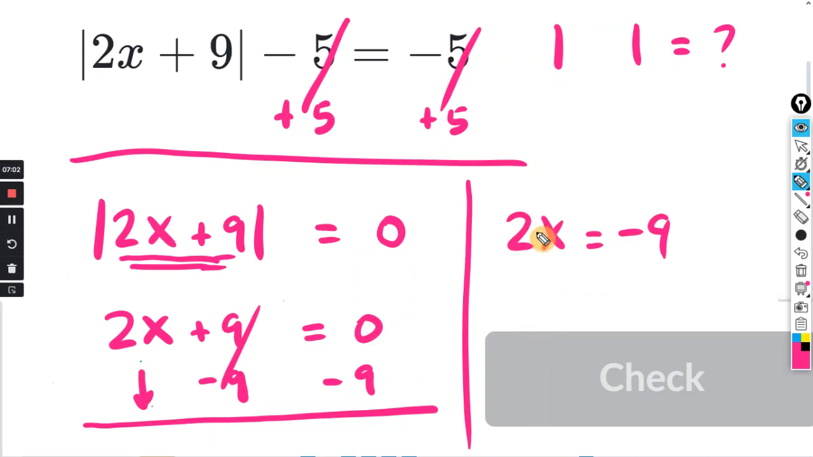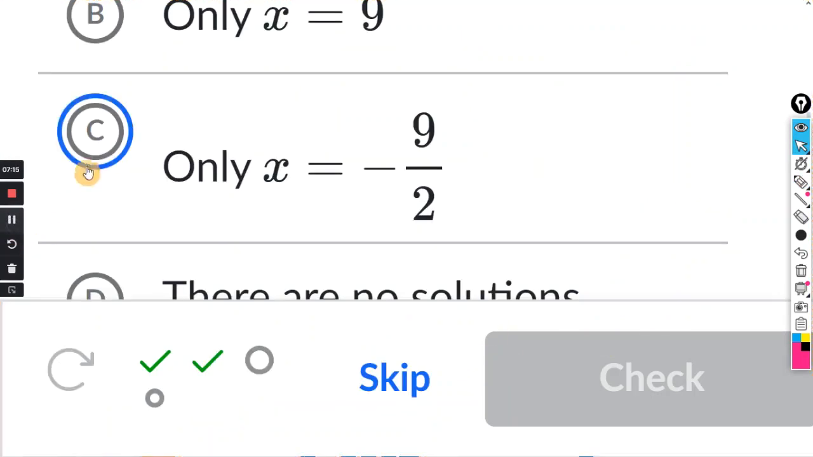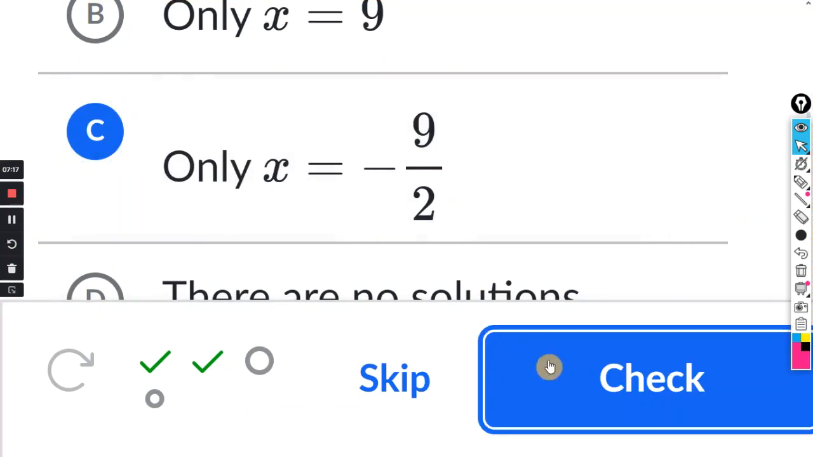Finally, we have x times 2. The opposite of times 2 is divided by 2, and the 2 is gone. X is negative 9 over 2. Answer C, negative 9 over 2.